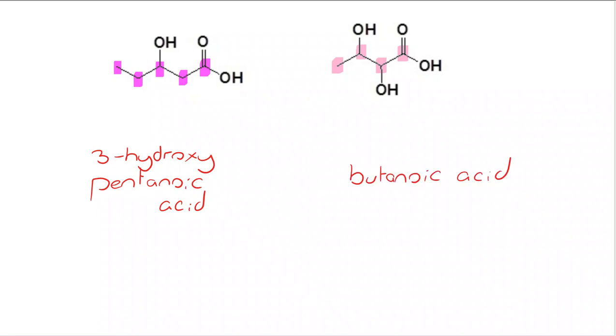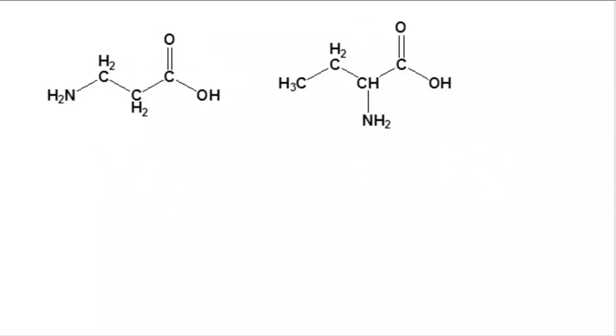On to the next one, my longest carbon chain is 4. That means it's based on butanoic acid. I've got 2 alcohol groups here, so that's dihydroxy, 1 in the second, 1 in the third, 2,3-dihydroxybutanoic acid. We're going to move on, look at 2 more.